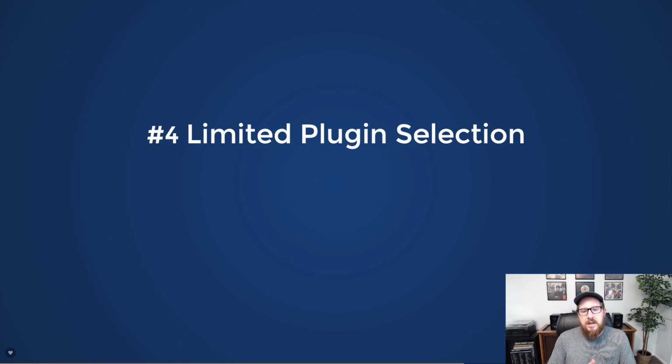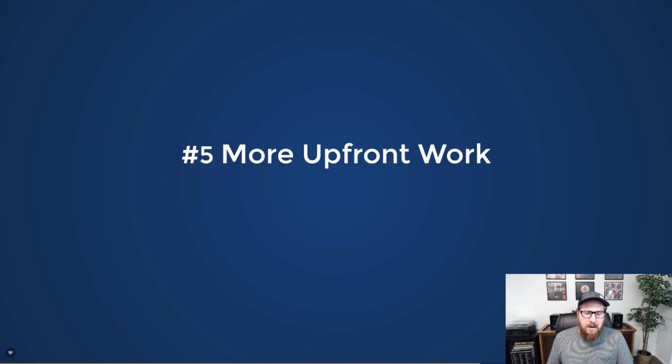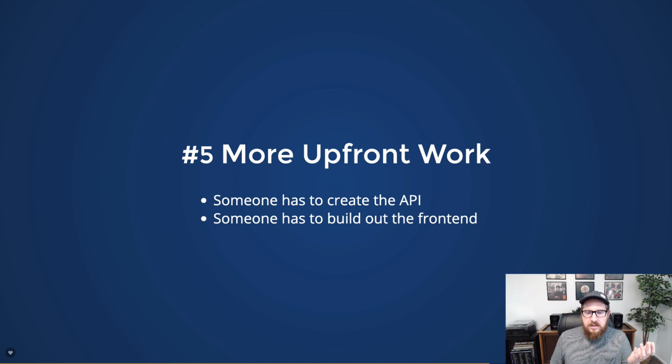And then you are limited with plugins as well, because if you want to install a slider, you don't just install the slider and then have it show up on your front end. That is going to be something that you have to manually hook up. It's a lot more work up front. There you have to create the API. You can install something like WP GraphQL and get a lot out of the box, but as things go on, you're probably going to want to extend that to some degree. Same with the REST API. You're going to want to be able to extend that as well. So you're going to have to create the API for that and extend it out.